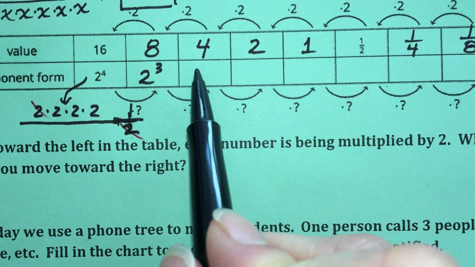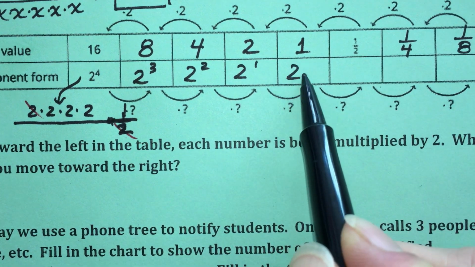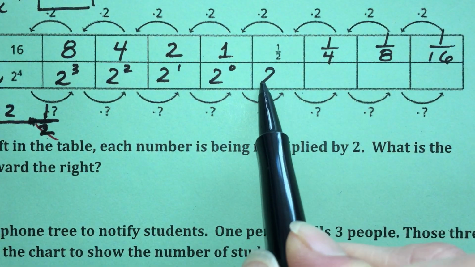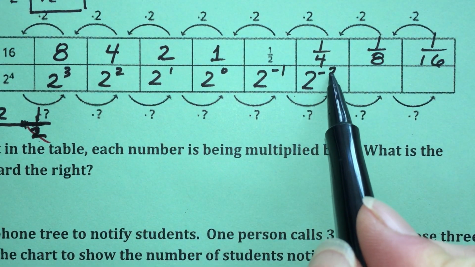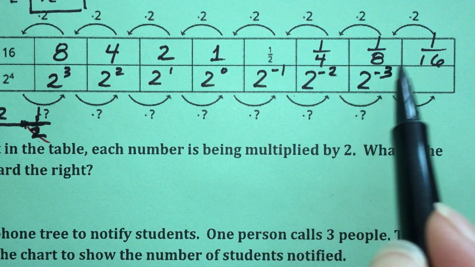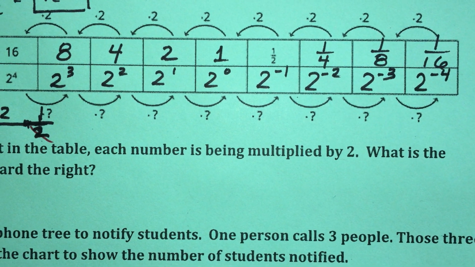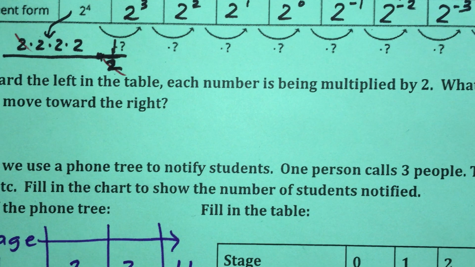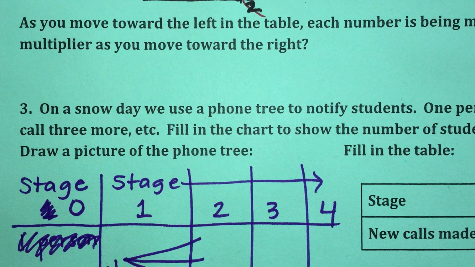Let's continue that pattern. We have 2 squared is 4, 2 to the 1st, 2 to the 0, 2 to the negative 1st, 2 to the negative 2nd, 2 to the negative 3rd, and 2 to the negative 4th. So we have another way of looking at negative exponents. Go ahead and explain that in the next sentence there.